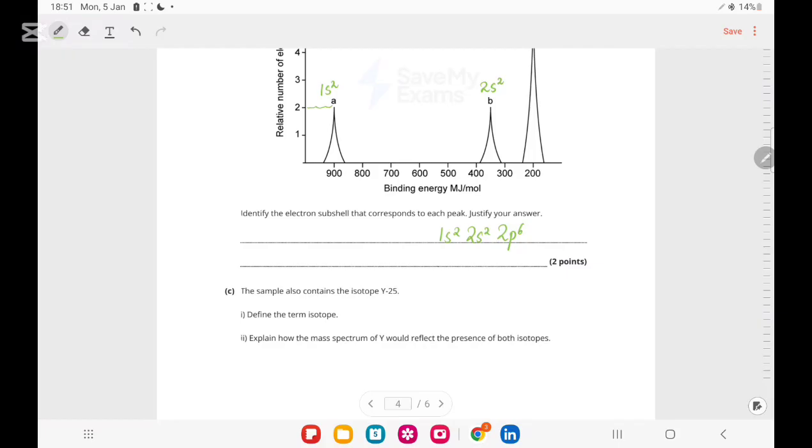The sample also contains the isotope Y25. Define the term isotope. What are isotopes? These are atoms of an element having the same atomic number but different atomic mass.